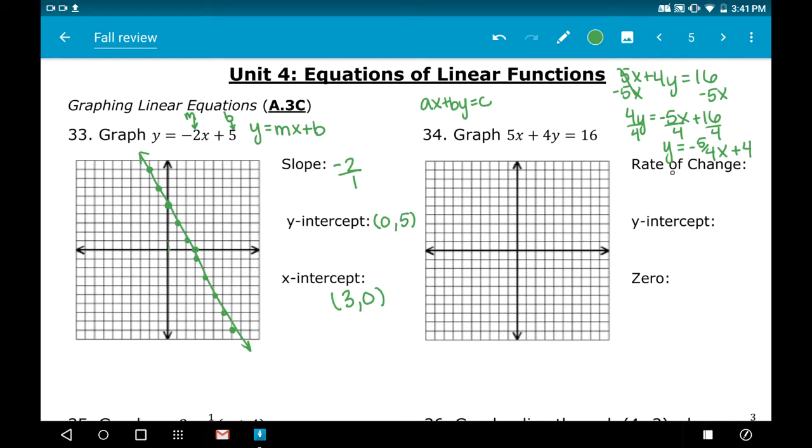So this one asks for rate of change, which is the same thing as slope. So our rate of change here is -5/4. Then our y-intercept is whatever is right here. So that one would be (0, 4).